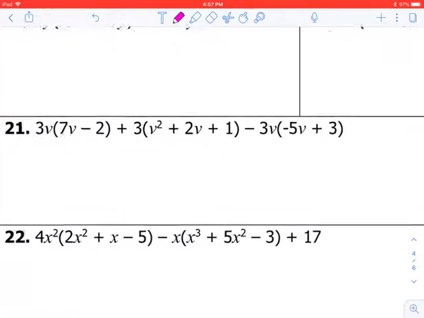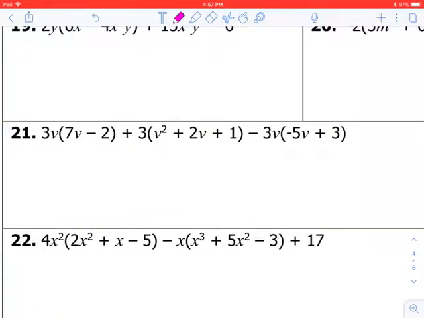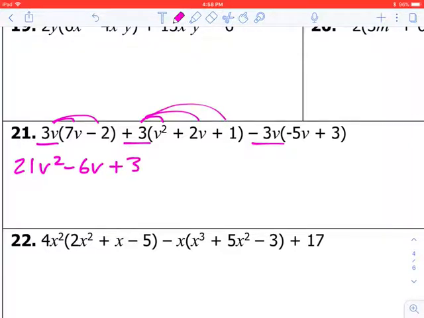So let's look at this one, 21. Got 3 things to distribute to parentheses before we can combine like terms. Always get rid of parentheses first. So in this first one, 3 times 7 is 21. V times V is V squared. 3 times negative 2 is negative 6, and you still have V. And then now positive 3 times everything, 3V squared. So 3 times V squared is 3V squared. 3 times 2 is 6, and then V. 3 times 1 is 3.